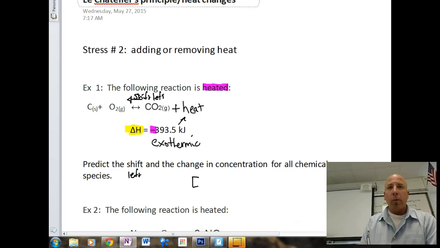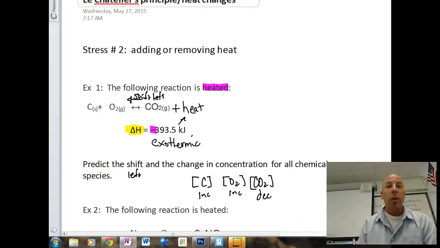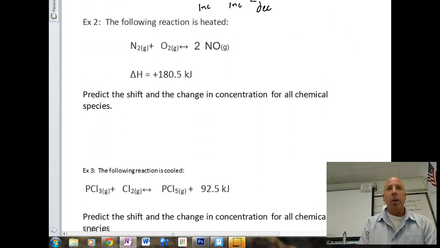So for the carbon, we're going to have an increase. For the oxygen, also an increase. And then for the CO2, we are going to have a decrease, based on what we talked about yesterday in prediction of shifts. Let's take a look at our next problem here.